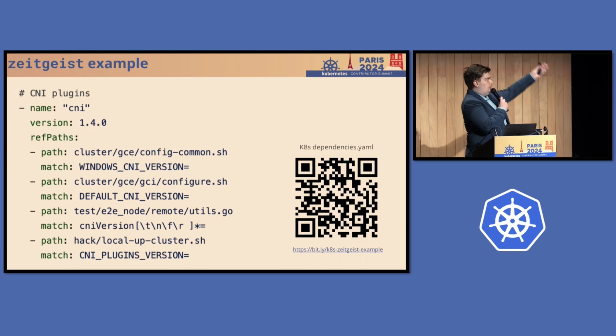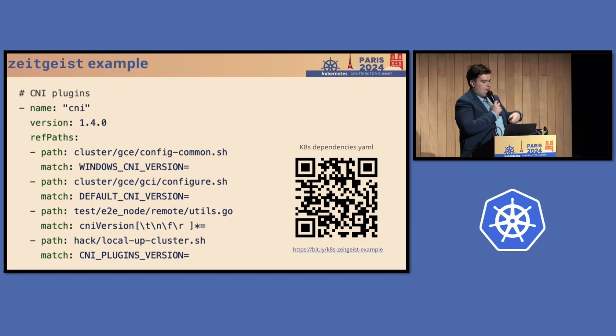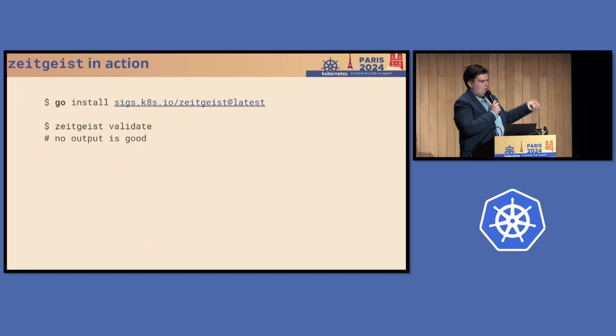So you basically have the CNI version, you provide it here, and you provide all the files where it is appearing, and then you just run the validate command, and if you don't get anything, it matches everywhere, you're good to go. If you have a mismatch in any of those files, for example, you forgot to update it, this is going to fail, and you know that you need to fix it.